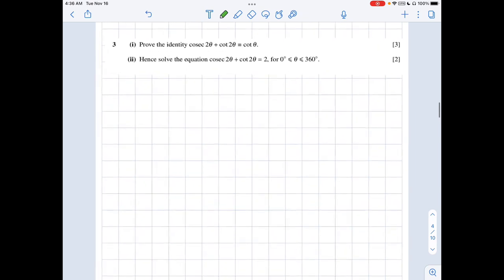Coming to the third question, prove that the identity is this much. Cosecant 2 theta can be written as 1 upon sine 2 theta. Cot 2 theta is nothing but what? Cos 2 theta upon sine 2 theta. The common denominator is sine 2 theta. So 1 plus cos 2 theta.